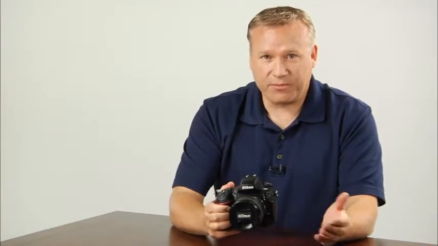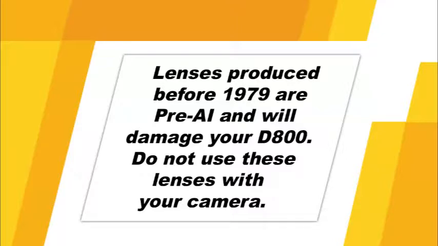Nikon has produced many lenses and types of lenses since they began producing film SLR cameras. Since 1959, Nikon lenses have been produced using the F mount, meaning that they will fit any Nikon body with the same style mount. However, there are a few things that are important to know and remember if you're considering using older style lenses on your Nikon D800. First, lenses that were produced prior to 1979, pre-AI lenses, will cause serious damage to your camera's mirror. So do not try to attach one of these to your D800 body.